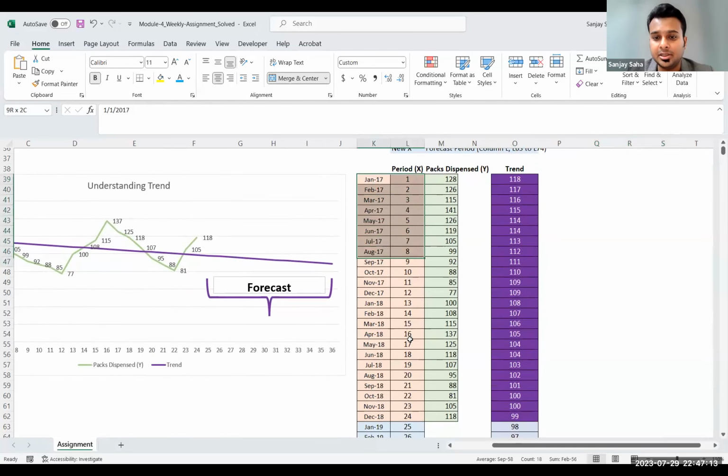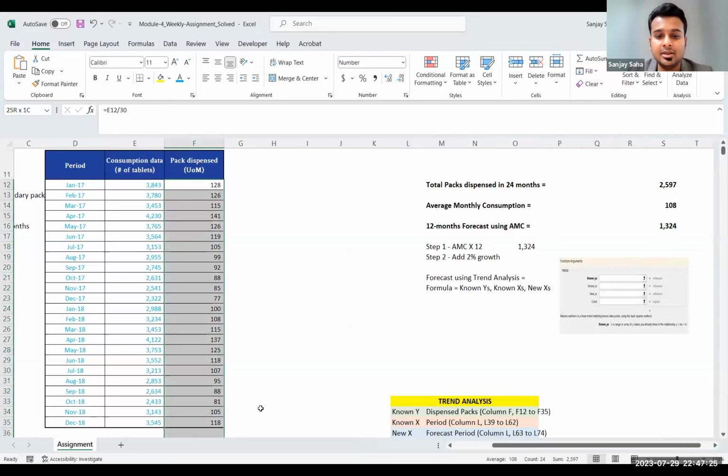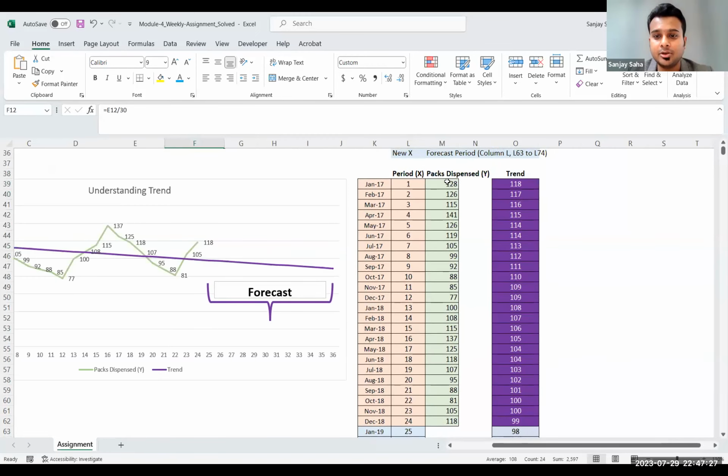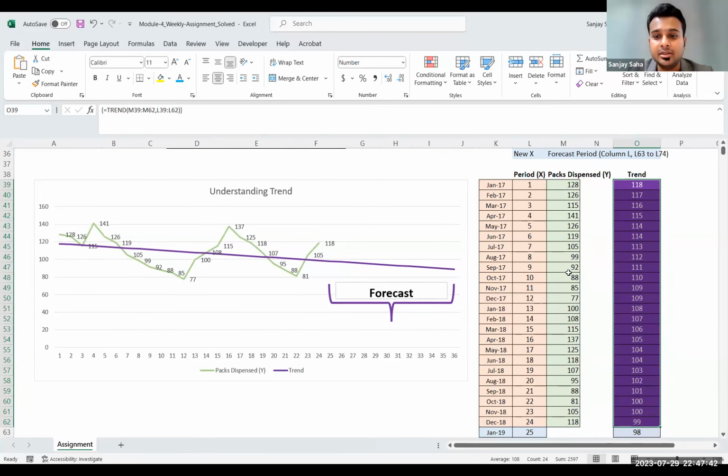This is the period here in light orange, from month 1 to month 24. This is the packs dispensed in light green, which is the same coming from here. I've just copied this data and pasted it here. Now this is the trend line. Just like we discussed last time, we need to calculate the trend line. As you see on this graph, I have plotted the green, which is the packs dispensed, which goes up and down, and then the purple is the trend line.